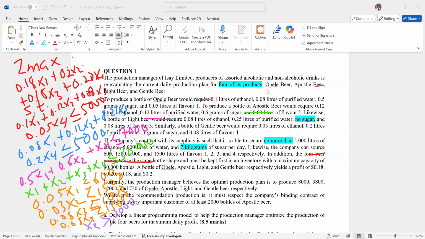Yes, Isaac. Yeah, Doc. Won't you consider the optimal production plan as also a constraint? Like currently the production manager believes the optimal production plan is to produce that. As also a constraint that you need to consider in the formulation. We haven't considered that. Yes, sir.